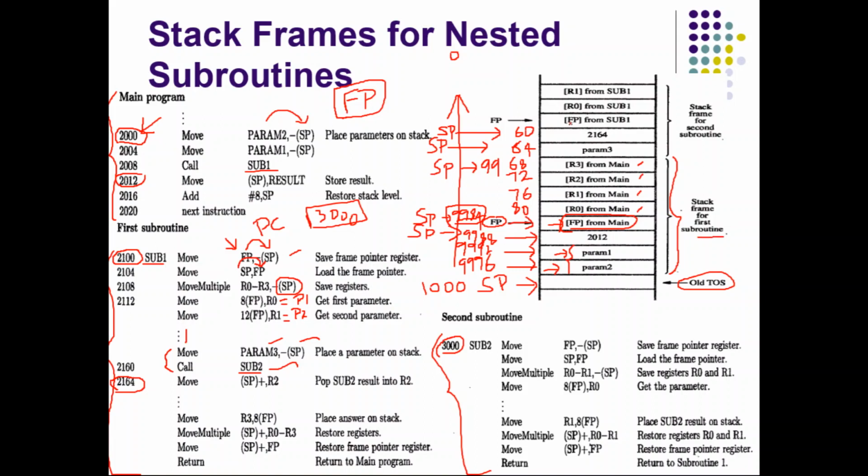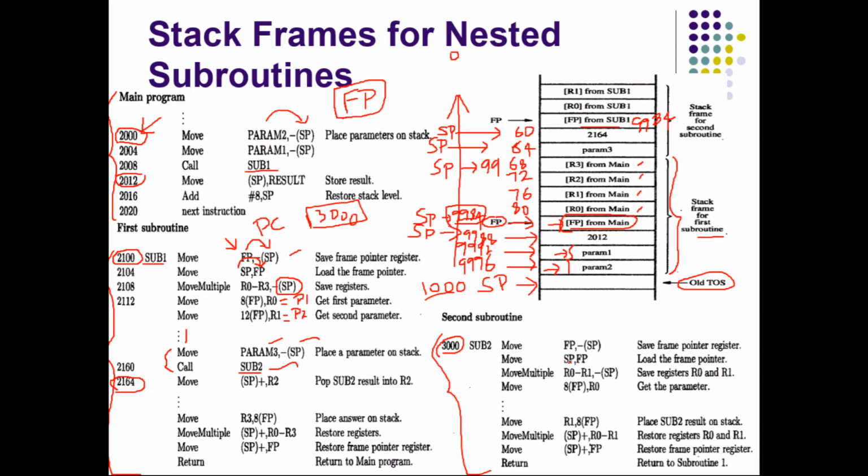Now subroutine 2 also wants to use FP. So before that it is pushing FP into the stack. FP from subroutine 1 is pushed into the stack. So what is the value being pushed? In our case, it is pushing 9984 into the stack, because we consider the stack pointer's original address to be 10000. 9984 is pushed into the stack.